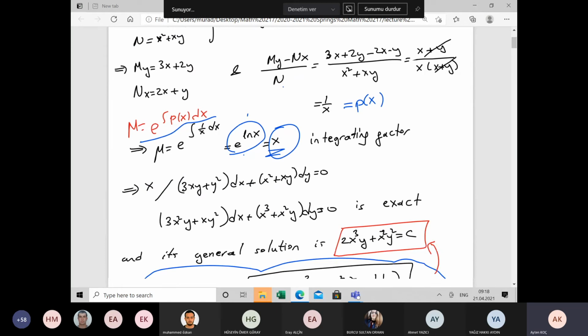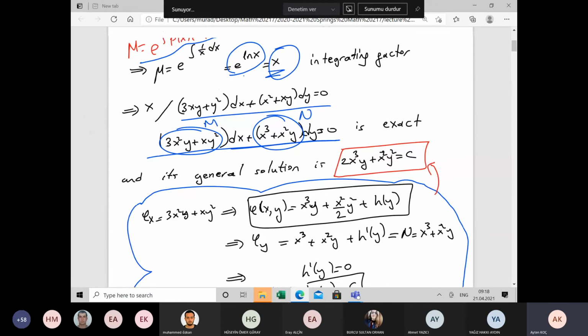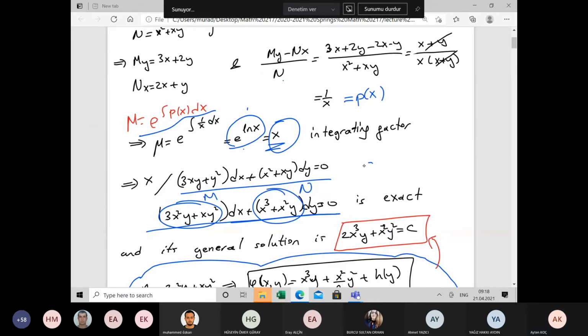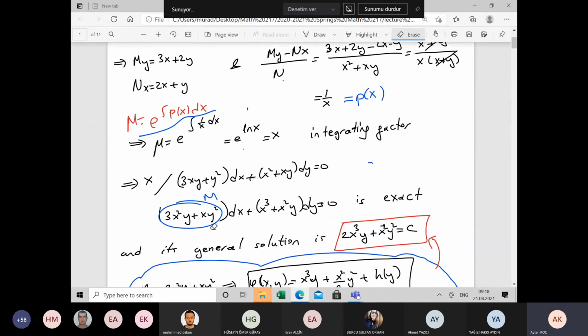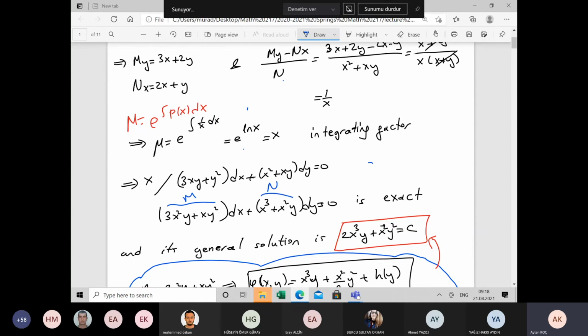Look at this new equation. This one is M and this one is N. Is it exact or not? How do we check that? We claim that this is an exact equation. Let's see that. M is this one and this one. So M sub y is this one plus 2xy.